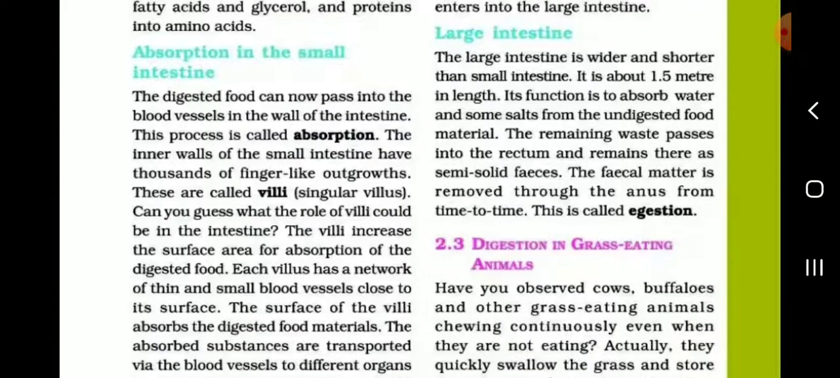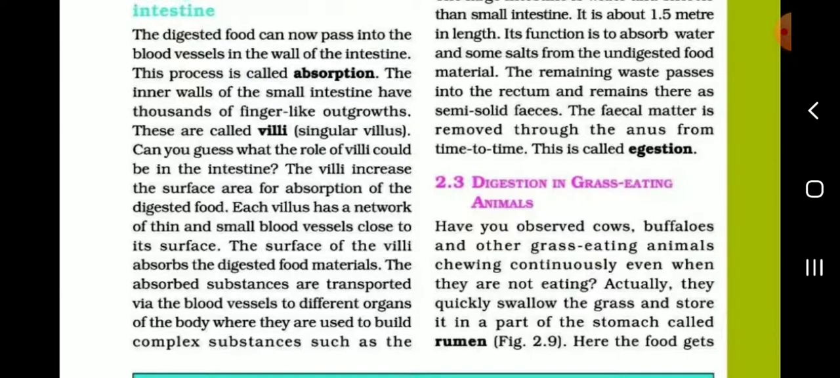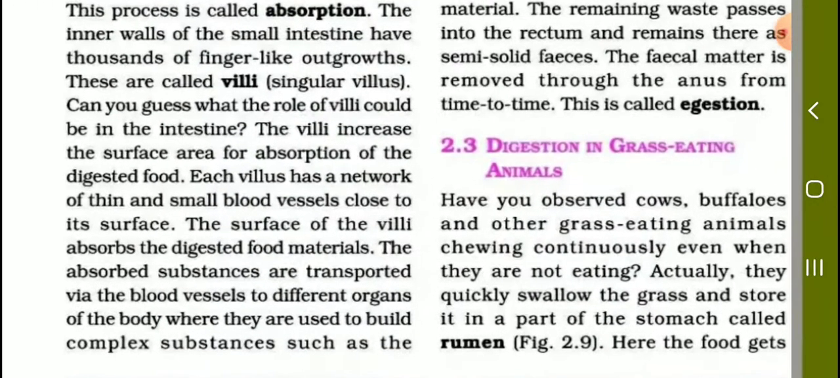Then next, villi. What is villi? Do you remember, students, villi? Where is it located? The inner wall of the small intestine has thousands of finger-like outgrowths. These are called villi. The villi have a network of thin and small blood vessels close to the surface. The surface of the villi absorbs the digested food materials. The absorbed substances are transported by blood vessels to different organs.